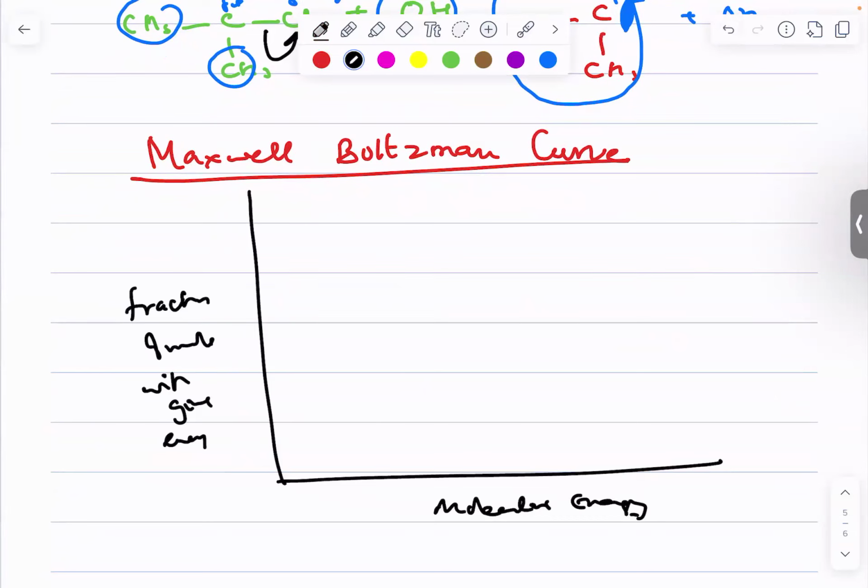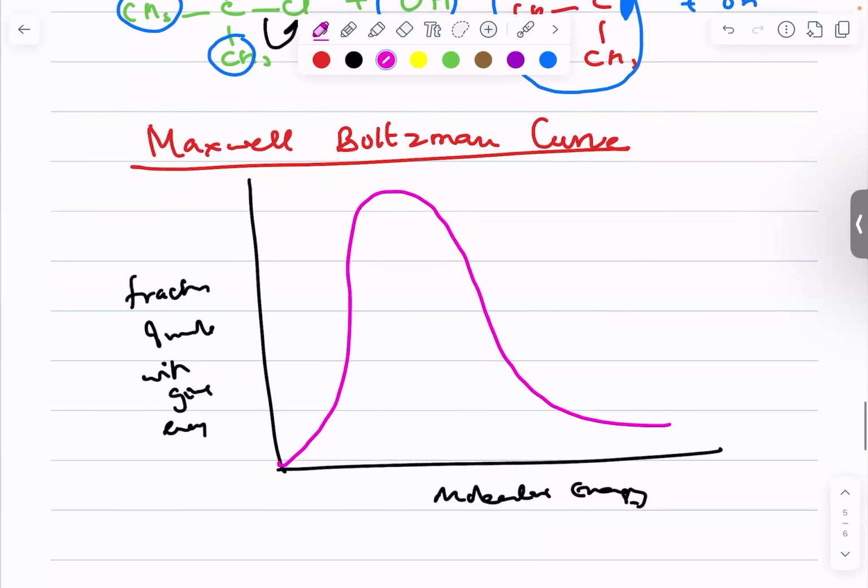Now, at any given temperature, average kinetic energy of the molecule is constant. But different molecules, they possess different energies. That means that the distribution of molecular energy is not normal. Some molecules may have very high energy and some have very low energy. So Maxwell-Boltzmann, they made a curve that is for the distribution of molecular energy at a given temperature. So let's have a look. This is the graph of molecular energy.